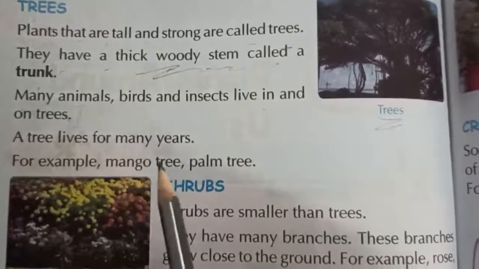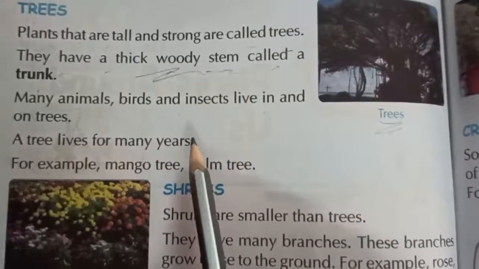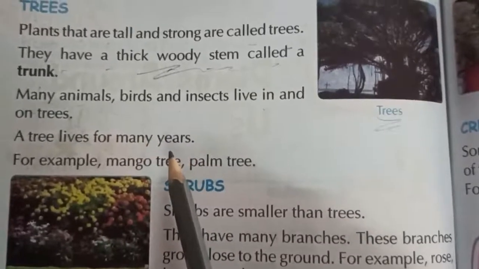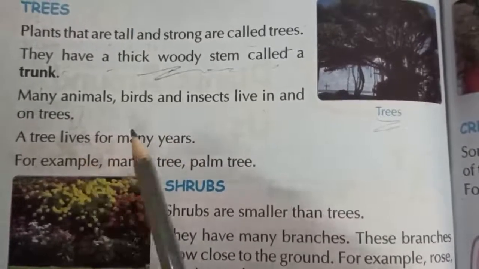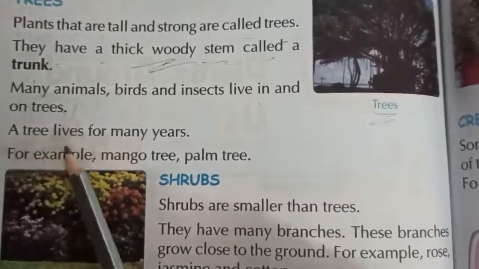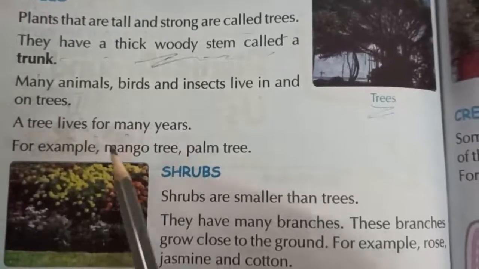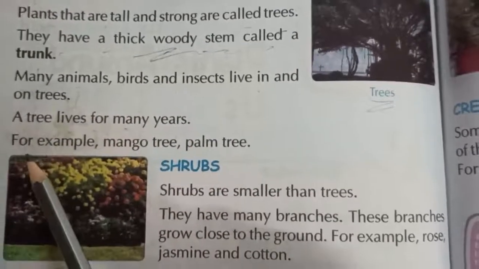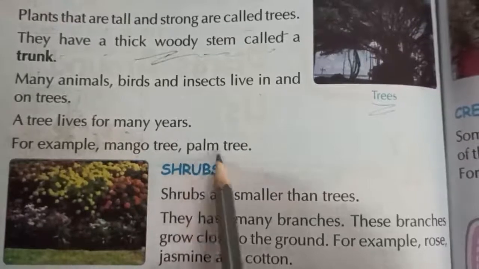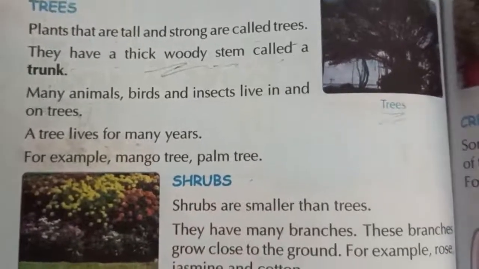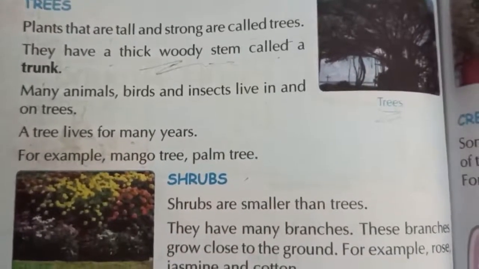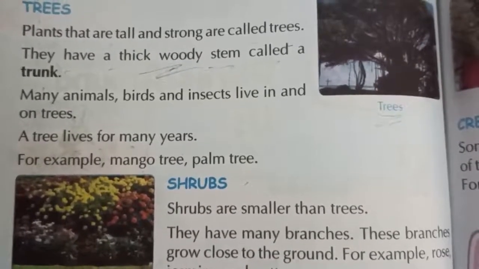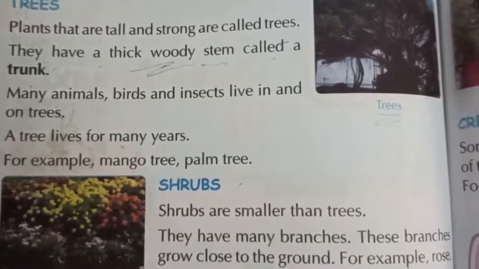Birds make their nests on the tree. Insects and animals live in or under the tree. A tree lives for many years. So, like humans, trees also live for many years. For example, mango tree and palm tree. So, those which are tall and strong are called trees. They have woody stems, trunks. And trees live for many years.